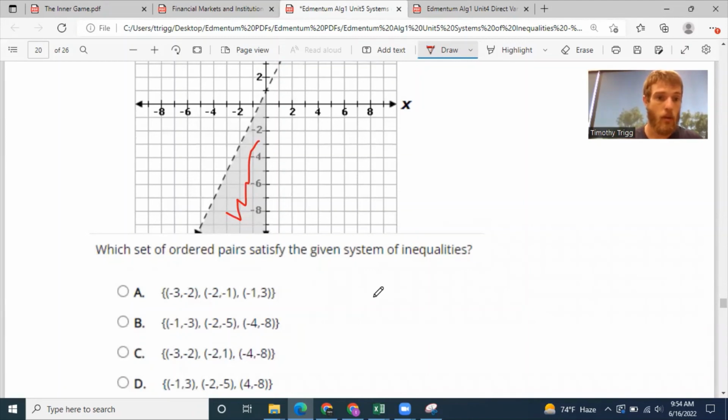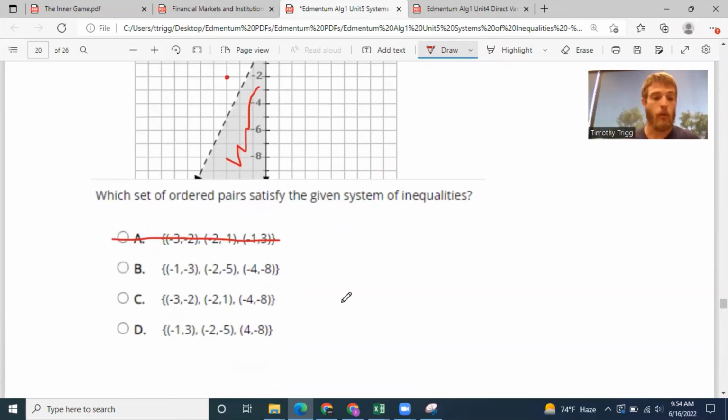So for example, let's check A. You might check one of the points, -3, -2. That's right here. Is that in the double shaded region? Well, no. So I don't have to check the rest of the points. I know that that's wrong. So for the correct answer, all the points will be in the double shaded region.